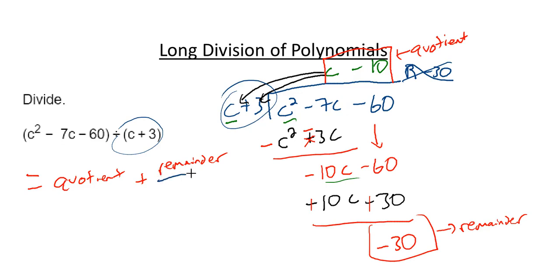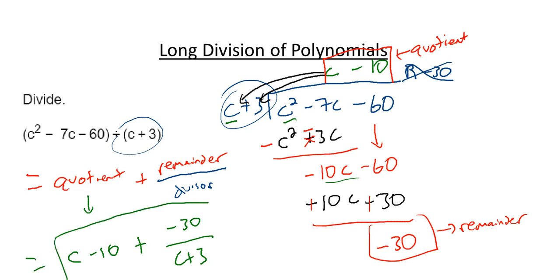So the remainder should still be divided by whatever the divisor is. And that's how every division problem ends up. Right, so the quotient in this case was c minus 10 plus the remainder, which is negative 30, over the divisor, which was c plus 3. And so this would be another way of writing the answer and putting it all back together. Okay, so that'd be the result for that problem.